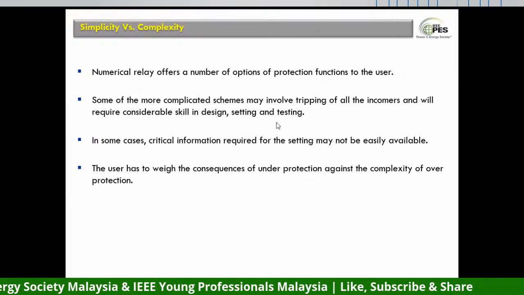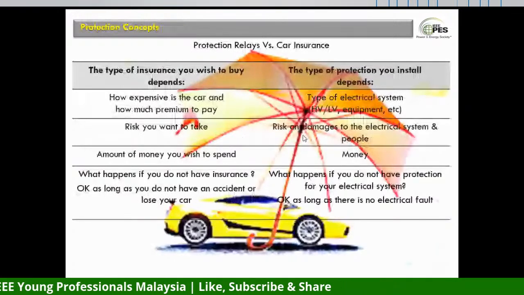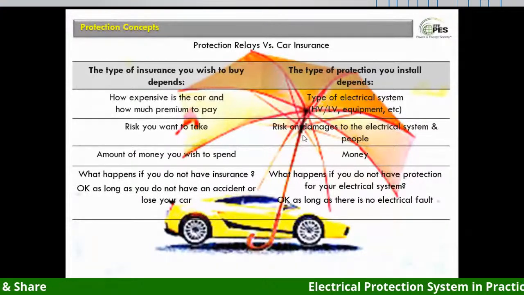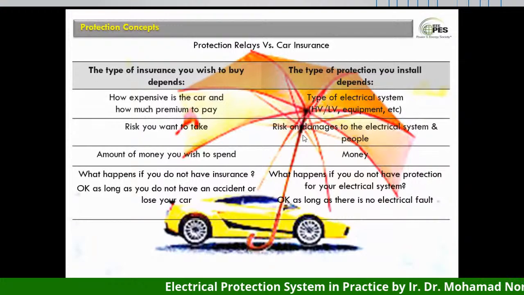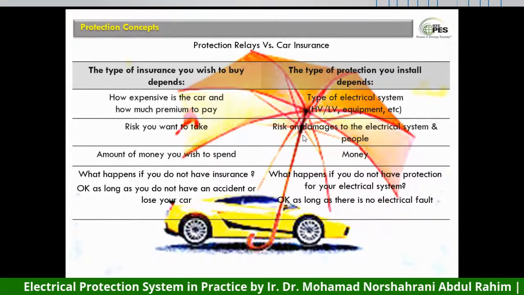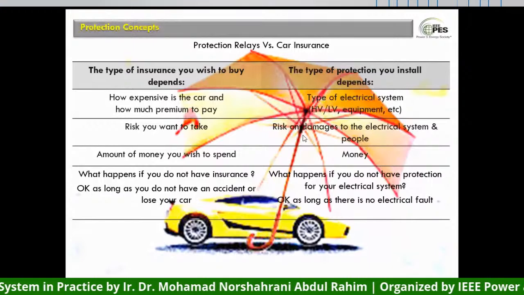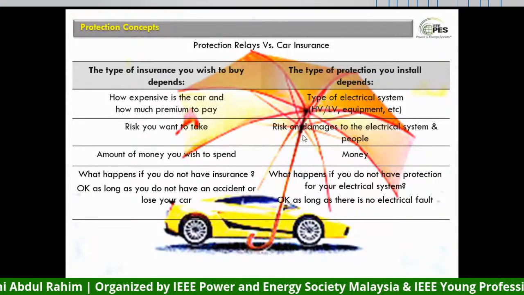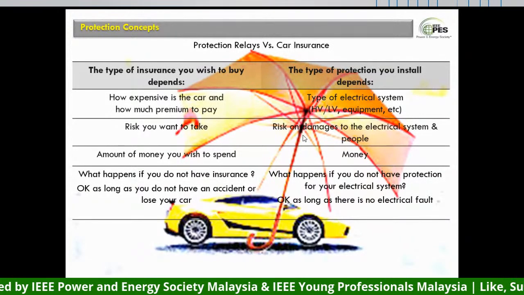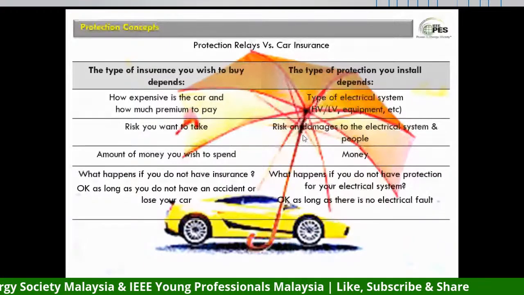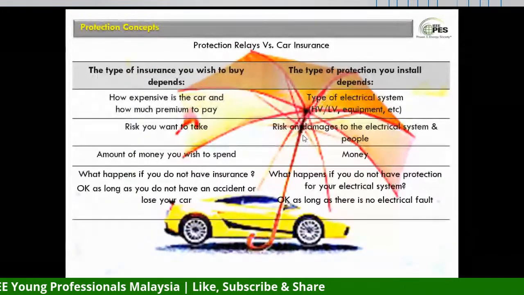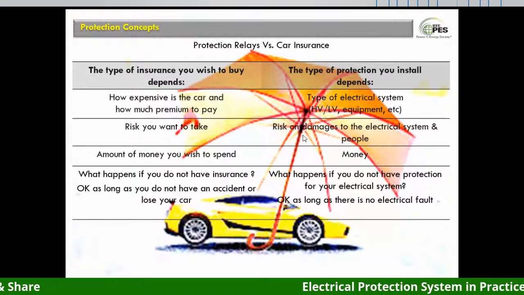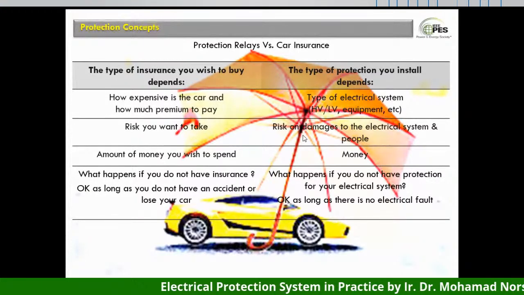Okay, the basic concept of protection. If I can share with you a simple analogy, protection relays are like car insurance. In car insurance, to protect your car, it depends how much you want to pay the premium, depending on your car. If you buy a Ferrari, you might want to spend more on the insurance premium, but if you just buy a cheap car, some people just buy third party insurance. And it is similar to the electrical system.